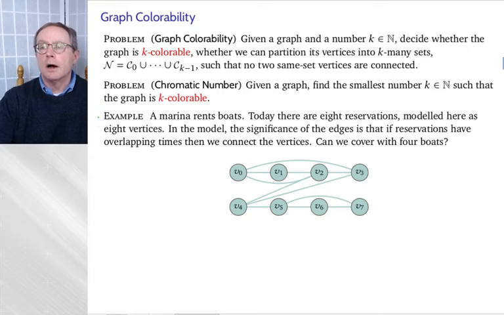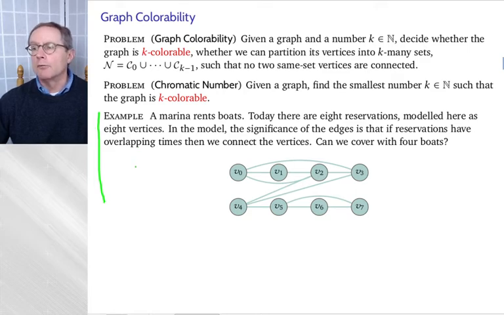And it has been my experience in the past that sometimes folks have a little conceptual trouble with what's the point of coloring again. So I have an example. Imagine that you own a marina, and the marina rents boats. You will have 4 boats that are available to rent out. So today there are 8 reservations. The 8 reservations are modeled here as 8 vertices. So this is the Smiths, this is the Joneses, this is the Robinsons kind of stuff.